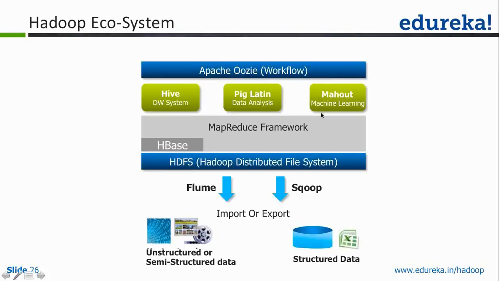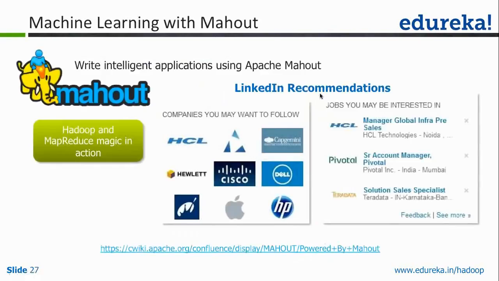Now, Mahout will not be a part of this course, so I'll just quickly tell you a little bit about Mahout. There's a separate course on Mahout, so if anyone is interested, you can pick up that course as well. Mahout is basically Hadoop and MapReduce together. You can write intelligent applications using Apache Mahout. You can also look at this link, which will tell you about a lot of people who use Mahout.